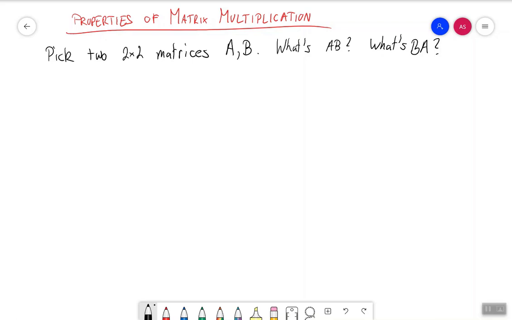You to go ahead and just pick two 2x2 matrices A and B and try and make them as random as possible. What's AB and what's BA? I'm going to give you a moment to go and compute that. So pause the video, come back when you are done.